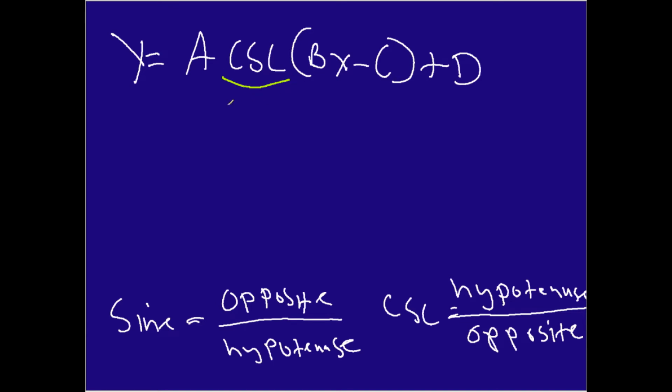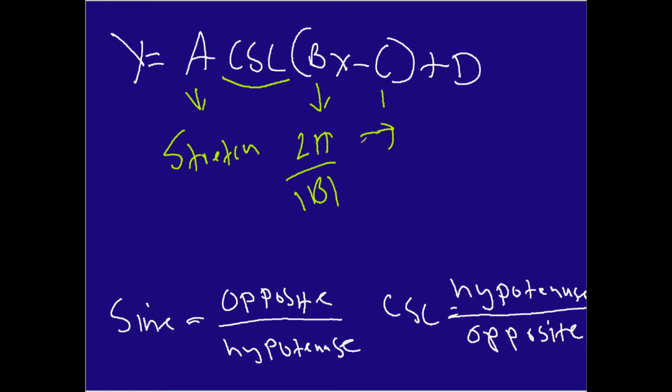Of course, you know the A is like the stretch factor. We've talked about that before. There's no amplitude with most of the periodic functions. The B term is for determining the period. We've talked about that as well. And to get the period, you do 2 pi over the absolute value of B, whatever that is. C is your phase shift, moving it to the left or to the right. And of course, D is your vertical movement, moving it up and down.